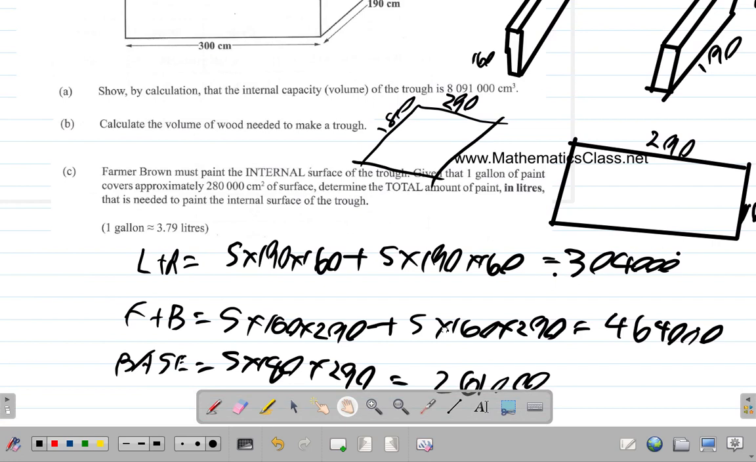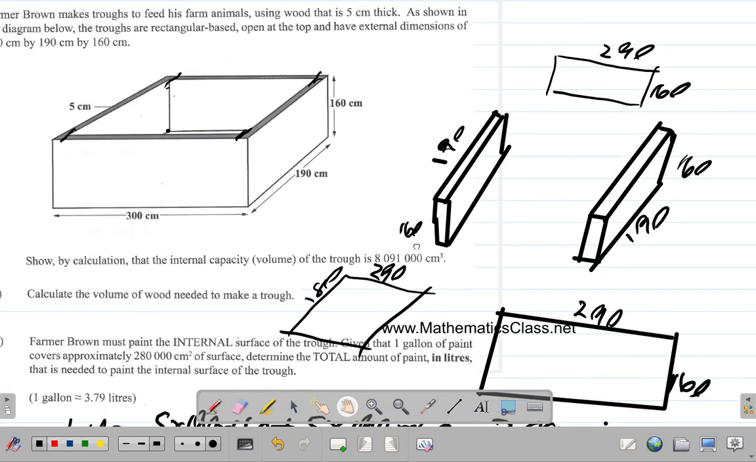So now, you see why it's going on. Farmer Brown must paint the internal surface of the trough. Given that 1 gallon of paint covers 280,000 cm² of surface, determine the total amount of paint in liters that is needed to paint the internal surface of the trough. All right, 1 gallon will cover 280,000. But anyway, we see the dimensions of the inside of the trough now. We get rid of the other things, yeah?